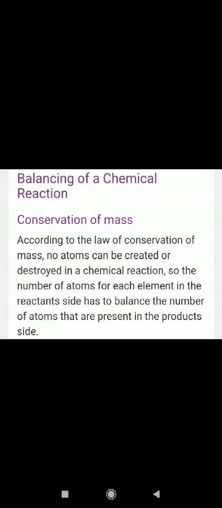Balancing of a chemical reaction. Conservation of mass. According to the law of conservation of mass, no atoms can be created or destroyed in a chemical reaction. So the number of atoms of each element on the reactant side has to balance the number of atoms that are present on the product side. Balanced chemical equation: the chemical equation in which the number of atoms of each element on the reactant side is equal to that of the product side is called a balanced chemical equation.